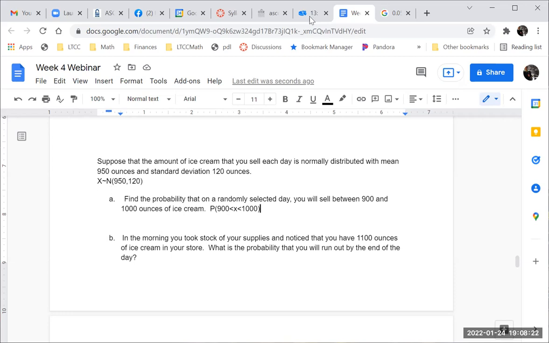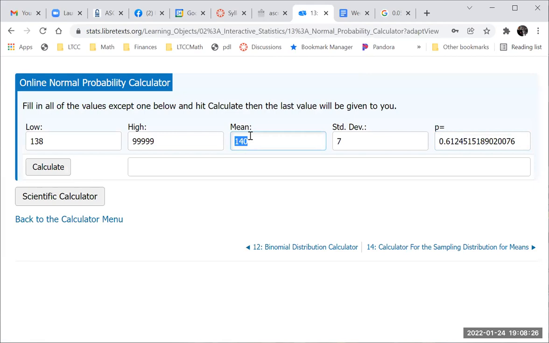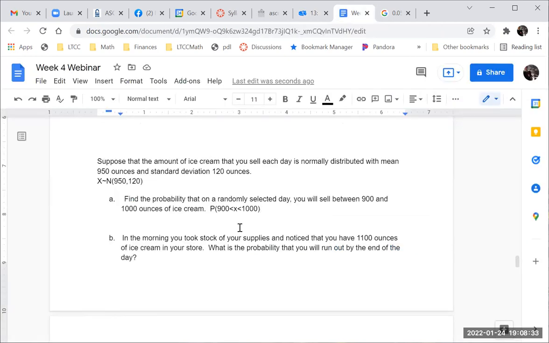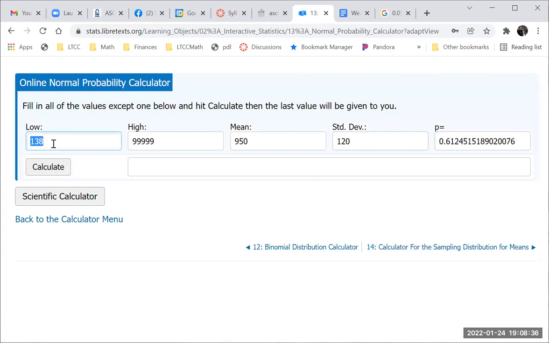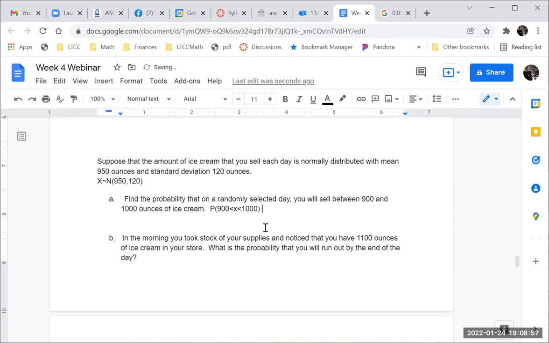So let's do it. 950 and 120 are our mean and standard deviation. We want the probability to be between 900 and 1,000. And let's leave P blank. And there we go. About a 32% chance. Very important in business to come up with these kinds of probabilities, because it helps you understand how much ice cream you need to have in your stock, because that's important.